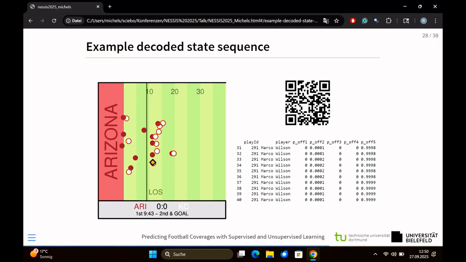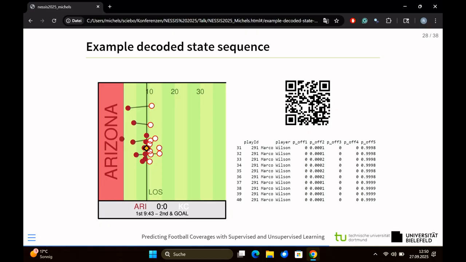And this is now the decoded state sequence for the play we investigated the whole time. You can see here a snapshot of the state probabilities of Marco Wilson in this play. Sorry, here's the QR code to the YouTube play, if anybody of you wants to see the touchdown of Kelsey. And here we can see that the probability that Marco Wilson is guarding the fifth player, Michael Hartmann, is very high even throughout the sequence when he passes the running back.